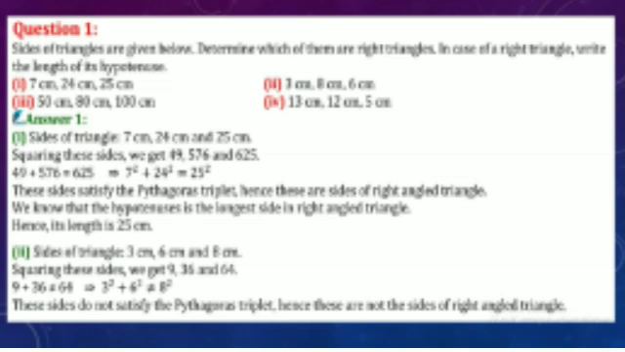Clearly the larger side is 25 centimeter. So 25 square is 625. Next we will find the square of 7 plus the square of 24. So 7 square is 49, 24 square is 576.